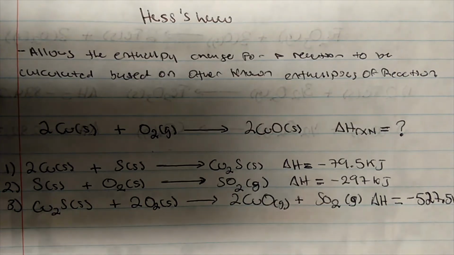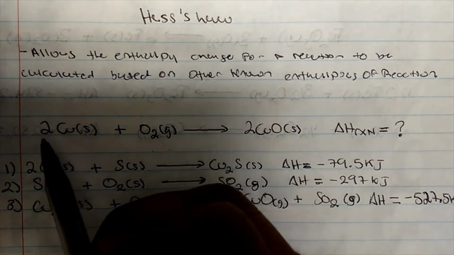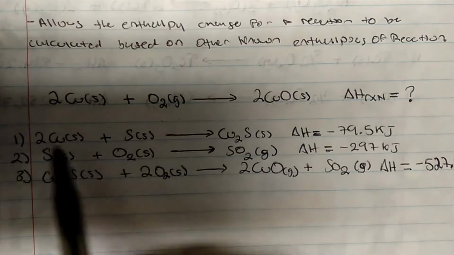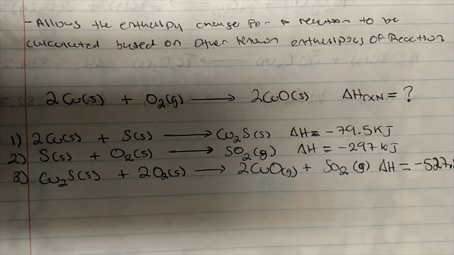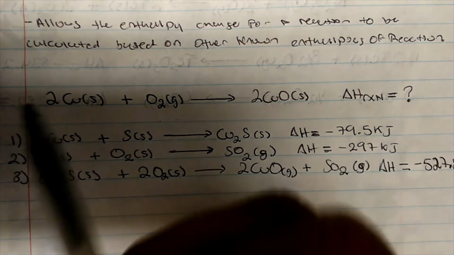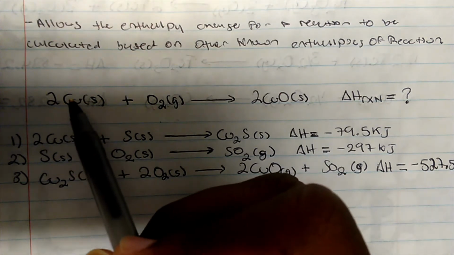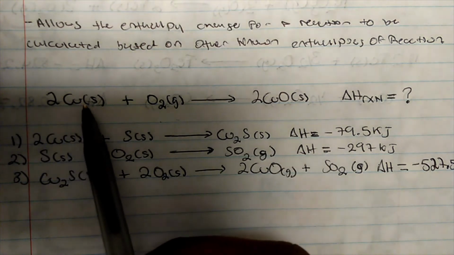The first thing I do is look for the first thing that comes in the target reaction. And so in this case, I see that 2 moles of copper solid comes first. So I look at these reactions. Now, I'm going to be very particular here. 2 moles of copper solid comes as a reactant, okay? As a reactant, I have 2 moles of copper solid.